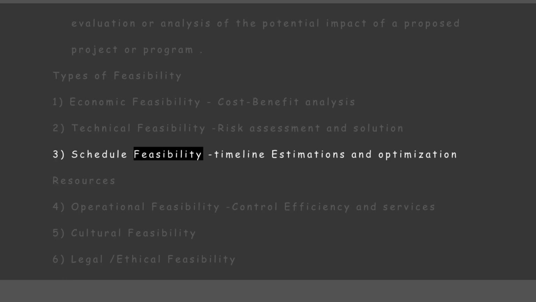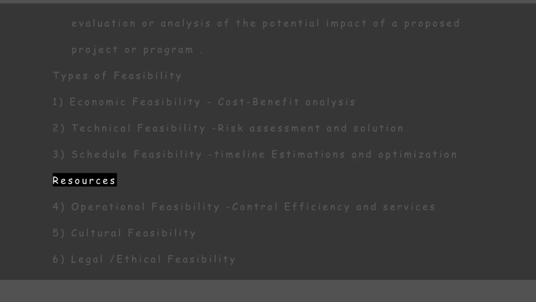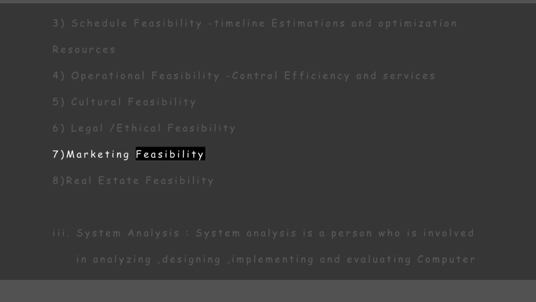3. Schedule feasibility, timeline estimations and optimization of resources. 4. Operational feasibility, control efficiency and services. 5. Cultural feasibility. 6. Legal and ethical feasibility. 7. Marketing feasibility. 8. Real estate feasibility.